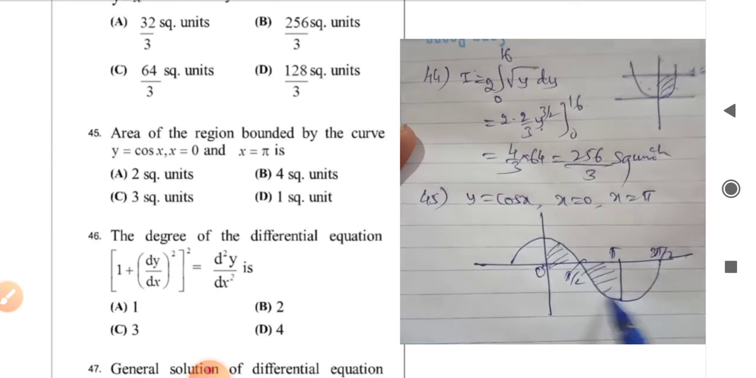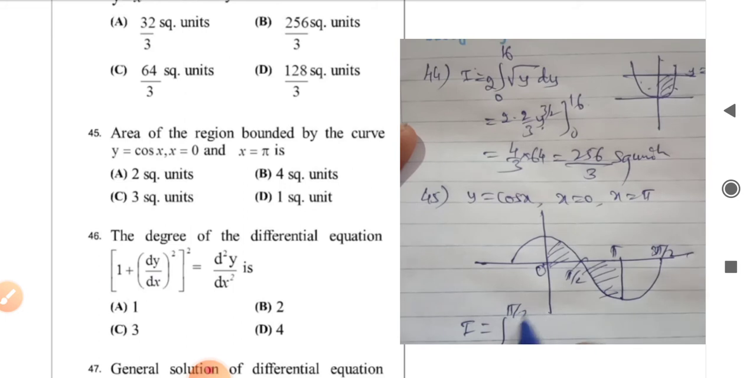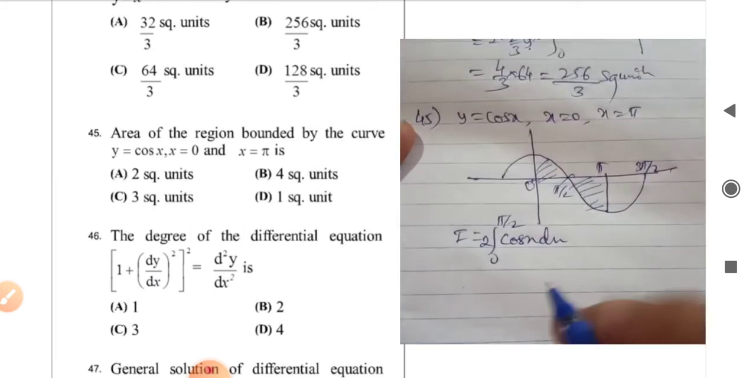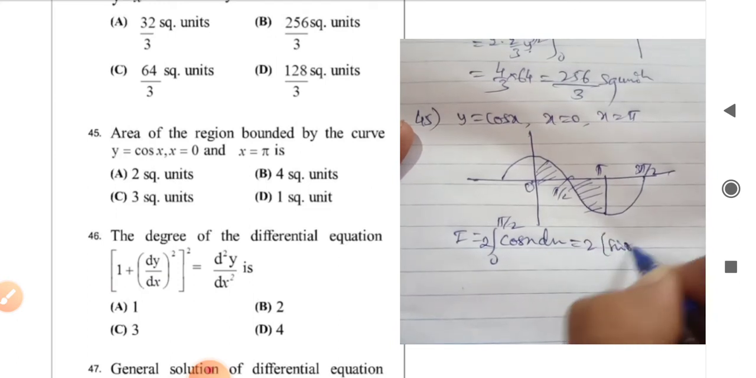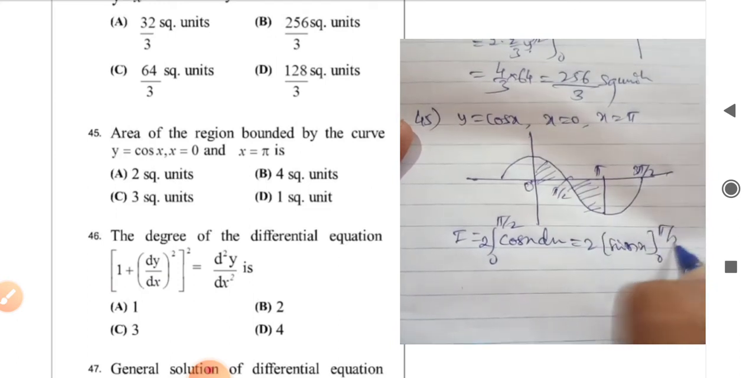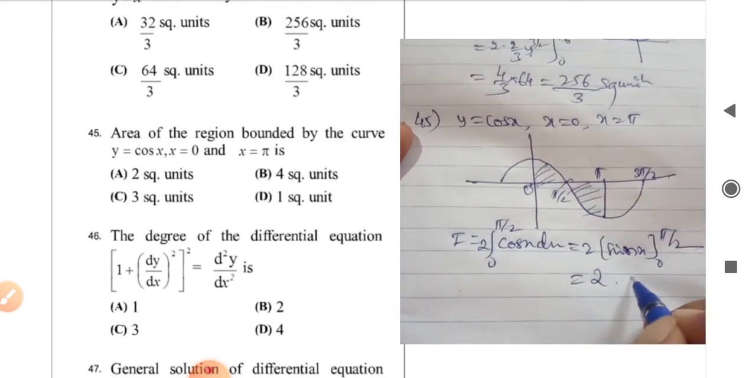Simply this is the area they are interested in. What you need to do is, I equal to 2 times the integral from 0 to pi by 2. What is that? It is cos x dx, correct. So what do you get finally? The answer is 2 times sin x from 0 to pi by 2. Sin 90 is 1, so therefore it is 2. So area is 2 square units. The answer for this is A. The 45th one answer becomes A, correct.